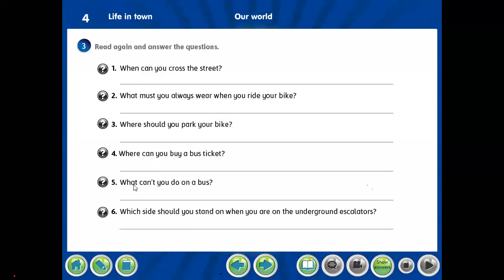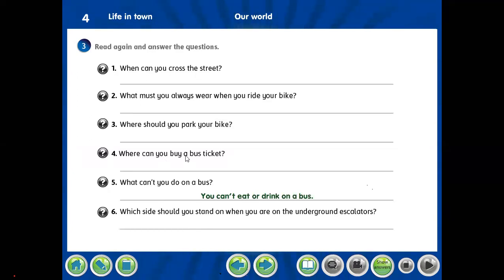What can you do on the bus? You don't eat and drink in the bus. Okay. In prohibitions, Daniela, use must or mustn't or can or can't. You mustn't eat and drink in the bus. Yes, very good. We can say you mustn't eat or drink, or the other option is you can't eat or drink. Okay, very good. This is the prohibition.